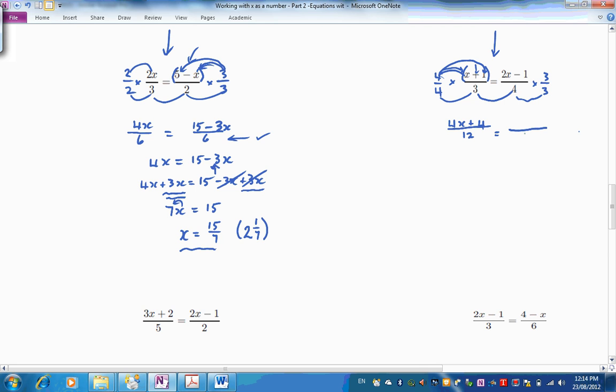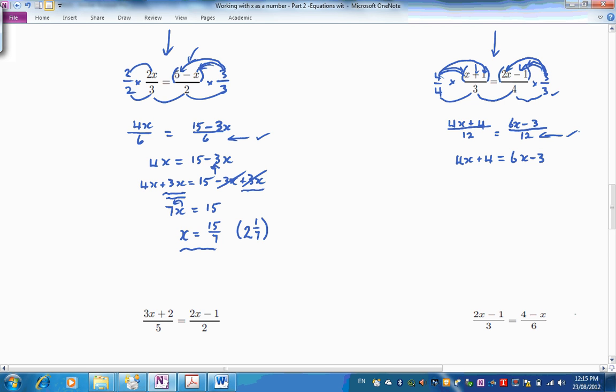Over on this side, we've got 12 in the bottom line, that checks out. Now it's 3 times the top line, or let's use a bracket to remind ourselves that it's 3 lots of the 2x, which is 6x. Take 3 lots of the 1 in here, which would be 3. Now the denominators or the bottom lines are the same, therefore we can say the numerators or top lines must be the same if these two sides are going to be equal.